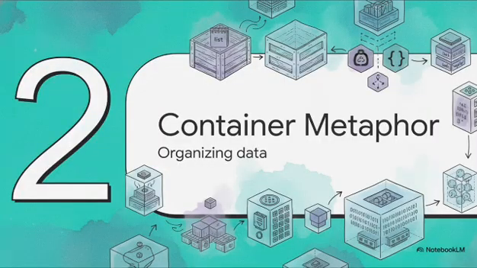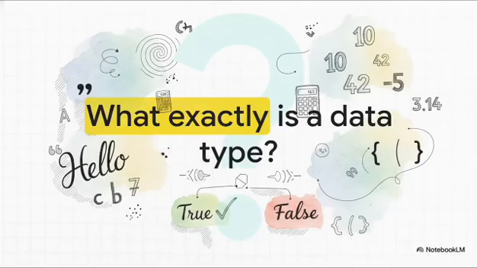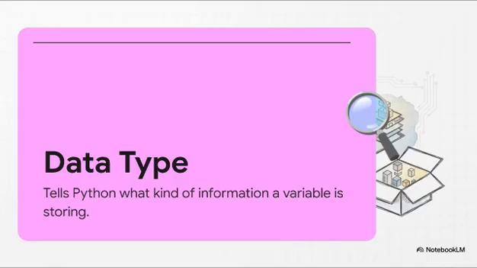Section 2. The container metaphor. To really get this, we have to ask a fundamental question. What exactly is a data type? We talk about giving Python all this information, but how does it actually organize it? How does the computer know the difference between a word, a number, or a logical choice? Well, the answer lies in a really simple metaphor. If a variable is just an everyday container, a data type is basically a label that tells Python exactly what specific kind of container it needs to be.